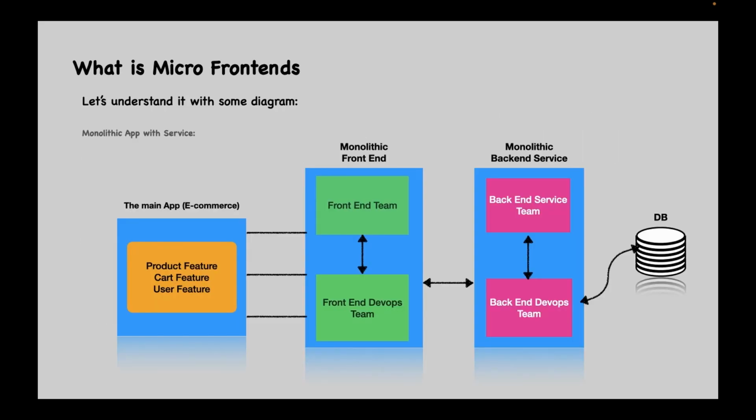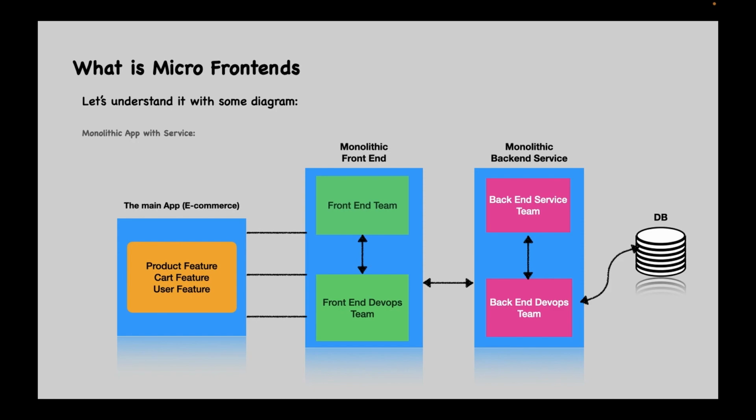So let's understand this with a diagram. First, talking about the monolithic application. Let's say in the diagram below, the main app is an e-commerce app which has a product feature, say product listing and product detail. Another feature is the cart feature, where the user can add the product to the cart, with their calculation and total items. And another is the user feature, which you can consider right now as just the user profile, nothing else.